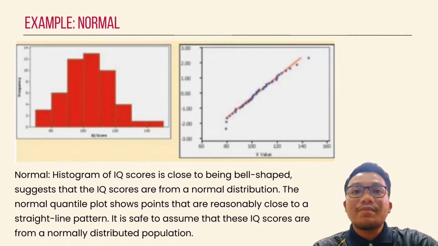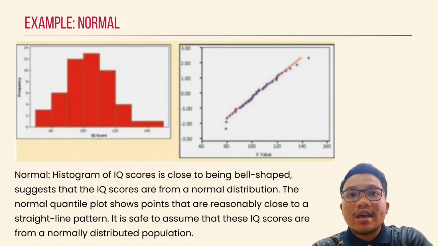Alright, this is an example for normal. The normal histogram of IQ scores is close to being bell-shaped, which suggests that the IQ scores are from a normal distribution.